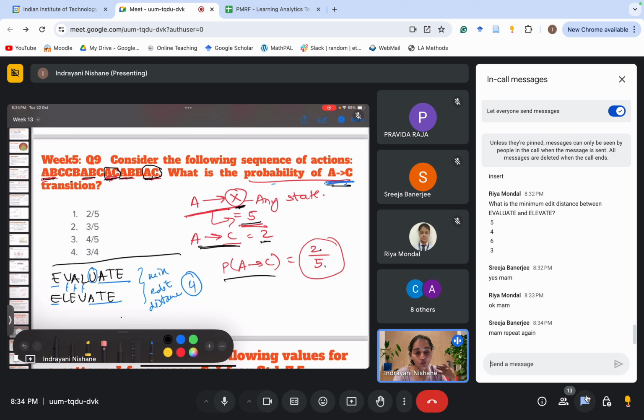How many times has A to any state occurred? 5 times. You have to count how many times a transition from A to any state is occurring. Out of that, A to C has occurred 2 times, so the probability is 2 by 5. So all these probability type questions are mostly counting. You have to count how many times A to C has occurred, and how many times in total A to any state has occurred.